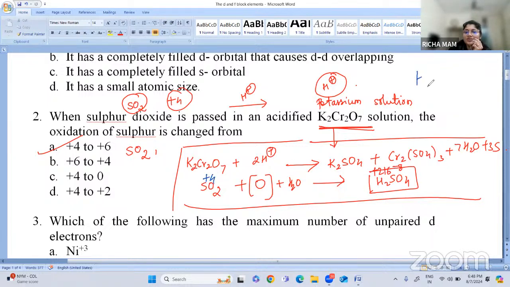I hope you have understood H2SO4. So each oxygen is -2, so -2 into 4 is how much? -8. Then hydrogen commonly will be +1. So there are 2 hydrogens, so +2. So -8 and this should be +8, so -8 +2, it will be 6. So the oxidation state of sulfur is +6, so from +4 it undergoes oxidation to +6.